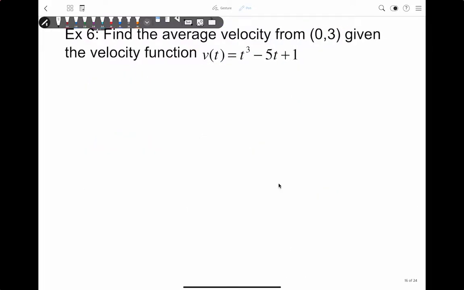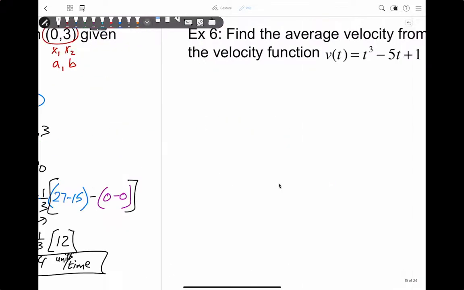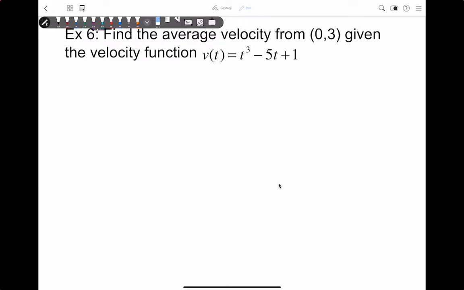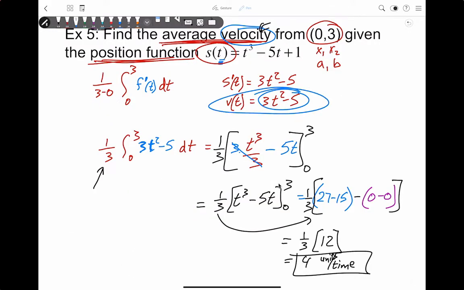Let's move on. It says find the average value from 0 to 3 of this following function. Let me see, the average of this velocity. Oh, okay, so if I'm looking for the average velocity, but this time we are given velocity, well then we're just going to go straight to the setup. 1 over 3 minus 0, again that's b minus a, and it's from 0 to 3. Since we are already given the velocity function, we don't have to derive the way we did over here. We derived from the position in order to get the velocity because that's the function that is going to go inside of the integrand.